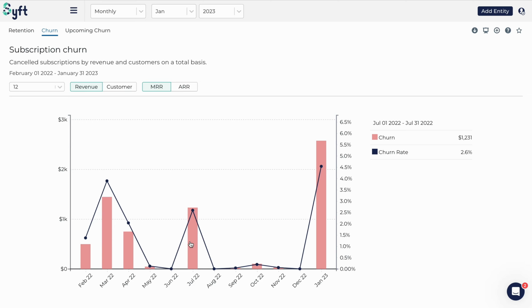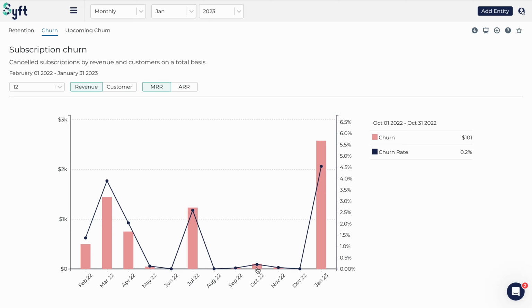And so we can investigate when our churn was higher or lower. And we could then consider what happened in this month where we had a churn rate of 4.5%, as compared to this month when we had a 0.2% churn rate. And we can try and identify the causes of this and change it going forward.